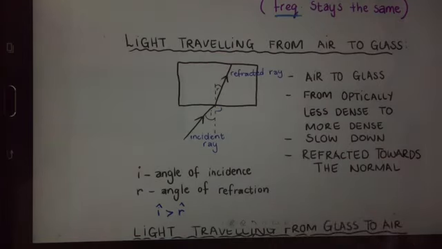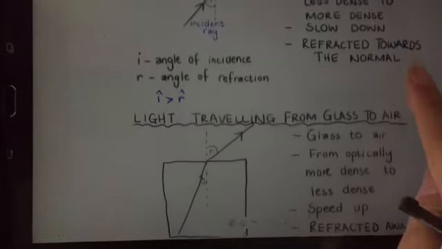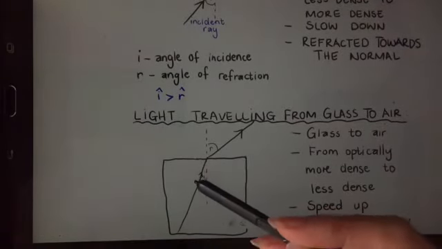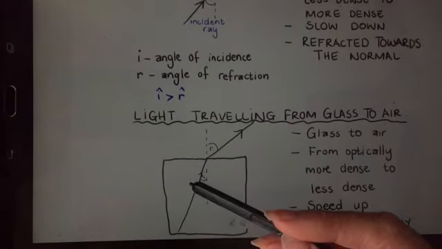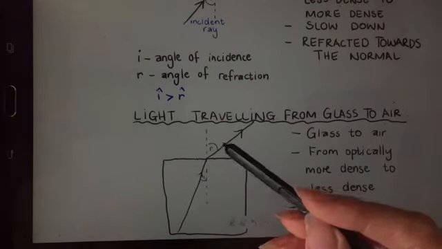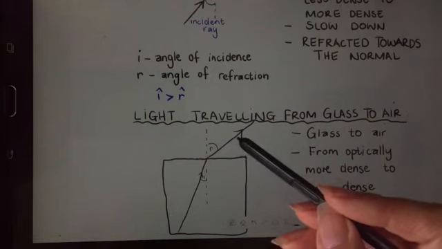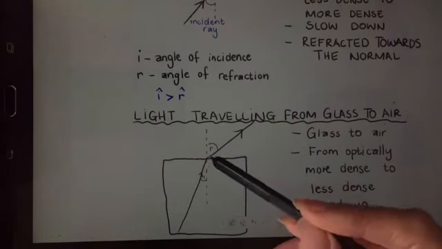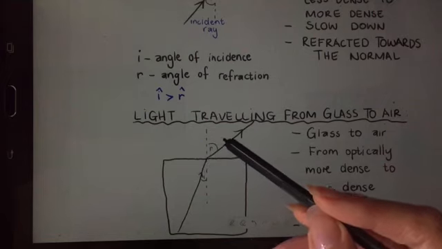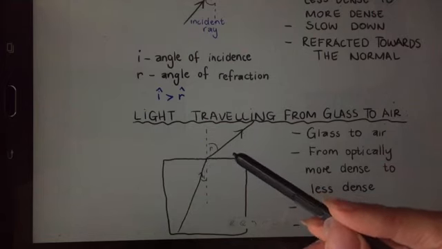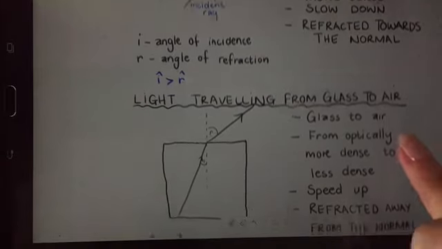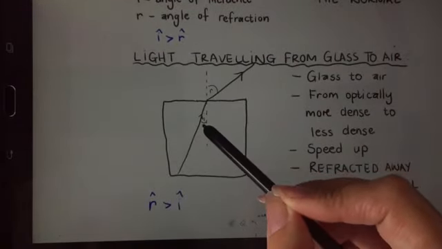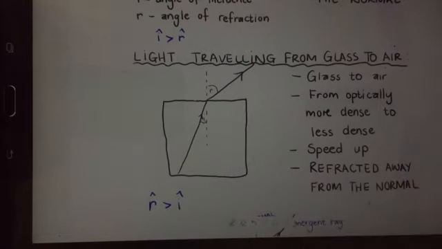Now, when we look at the light traveling from glass into air, it's going from optically more dense into less dense. So it's going to speed up. So through air, it's going to go faster compared to glass. So it is going to be refracted here again, but now it bends away from the normal. So what is going to happen here? Your angle of refraction is going to be greater than your angle of incidence over there.